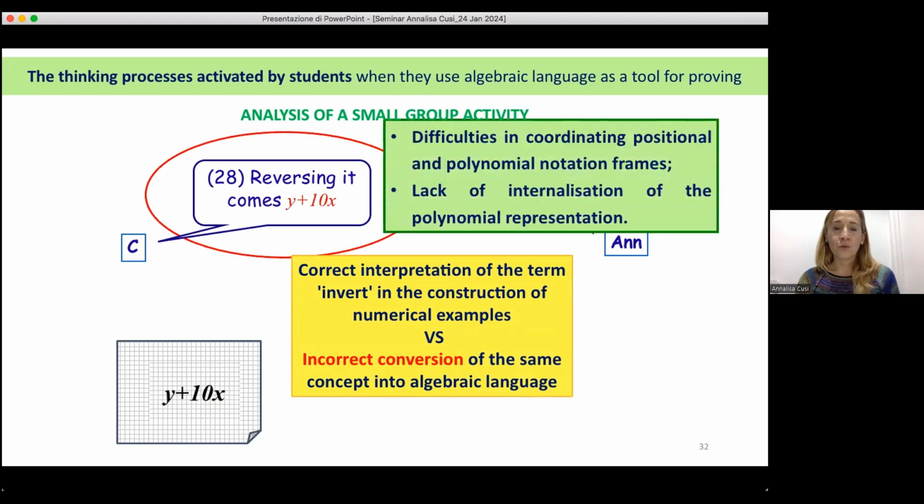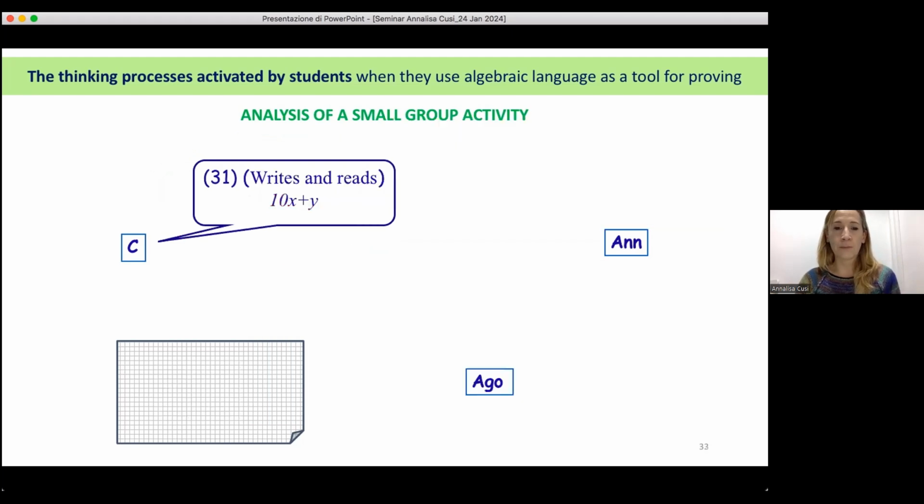And this is due, in particular, to difficulties in the coordination between the positional notation frame and the polynomial notation frame, which is the one that needs to be activated to perform correct conversions. And these difficulties have, as a result, a lack of internalization of the polynomial representation by the group of students.